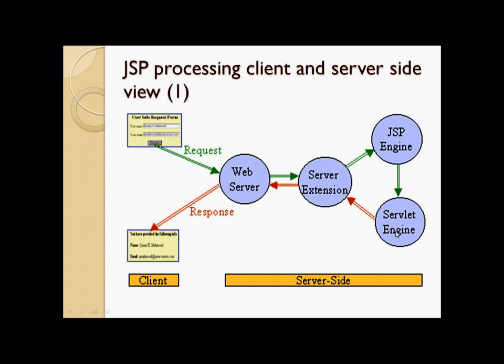I said three things. The third thing is the application server, which will provide a runtime environment for a JSP to execute. And then after overall processing, the client will receive the response. So in order to understand the overall JSP processing, we have to understand this complete diagram. The next slide explains all these things in detail.